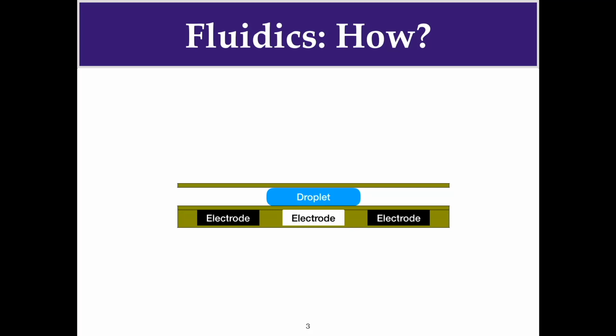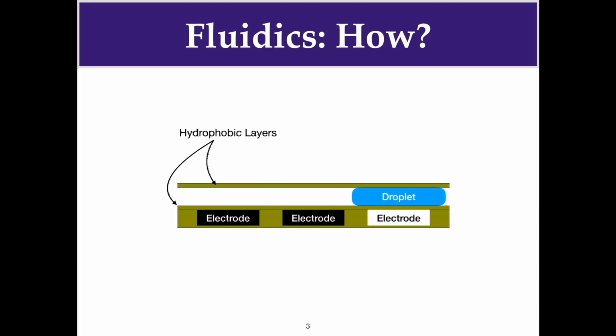So how does it work? That was the top view. Here's a side view, where we're slicing through it. You have a grid of electrodes, so you're only seeing through the plane here. You've got a droplet squished between two hydrophobic layers, and that white electrode is on. If you turn the other one on, the droplet moves. It's as simple as that.